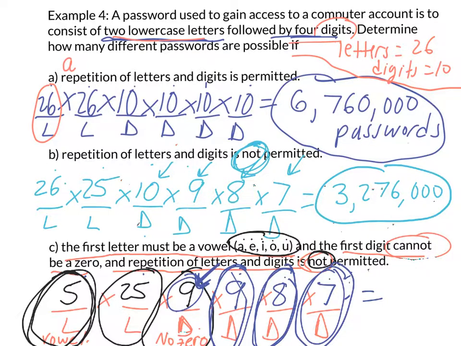And when you do that, you should be getting 567,000 as the final answer. 567,000. So that is section 11.1.